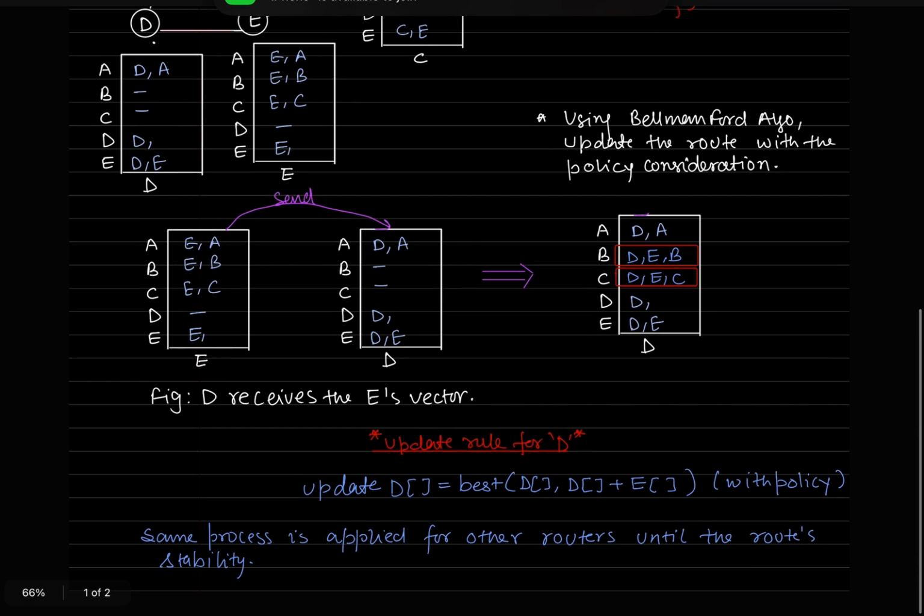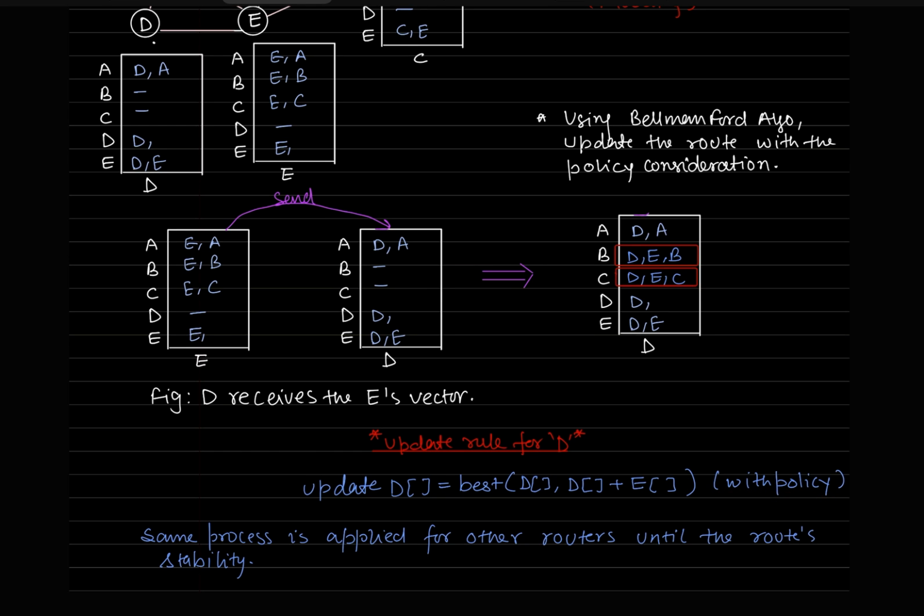What are the updation rules? If you are asked to write in the form of vectors, you can write update D is equal to best. Best will find out one of these two distances, either D vectors or D plus. This plus means concatenation. This is not plus one, right? This is not an arithmetic sum. This is concatenation of route, right? We will consider the policy as well.